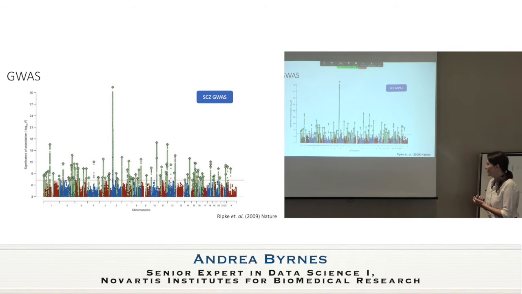Okay. So fast forward to 2009. This is Stephan Ripke's 2009 paper, which is the schizophrenia GWAS, this great big hit right in the middle of the MHC region.